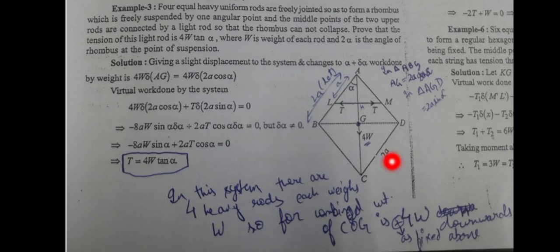In this system there are 4 heavy rods, each weighing W, so the combined weight acts at the center of gravity. That means 4W acts downwards. So the weight exerted by all the 4 rods at the center of gravity, here at G, will be 4W downwards. Thank you.